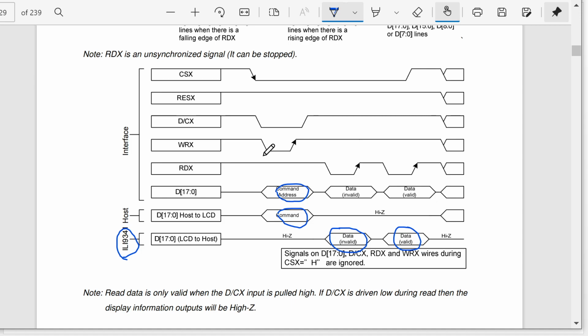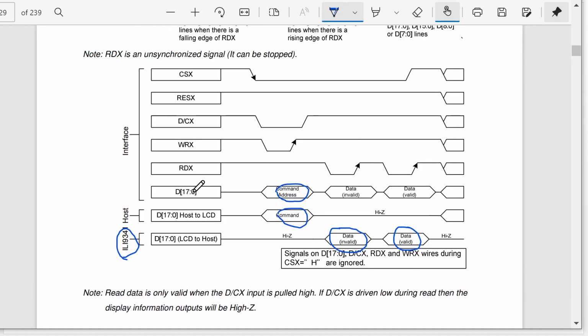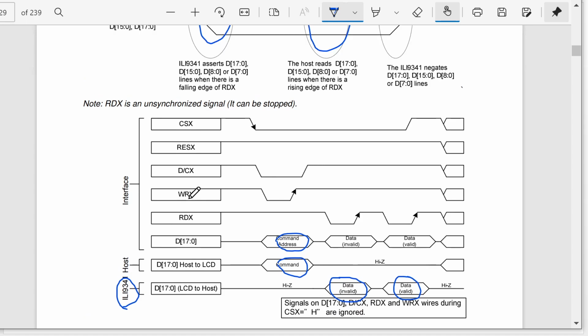When we write data to the LCD, we use the write signal. When the MCU reads data, we use the read signal. We use the read signal to read data out. We use the write signal to write data into the LCD. So this is the read and write signal processing for the LCD. This is very important for our programming.